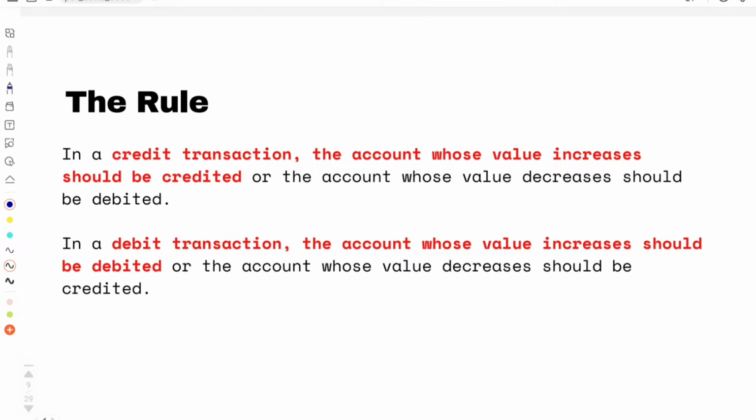Now this is the rule. If it is a credit transaction, then there will be one particular account which is making it a credit transaction. Like for example, there is a capital account involved, or maybe there is a sales account involved.